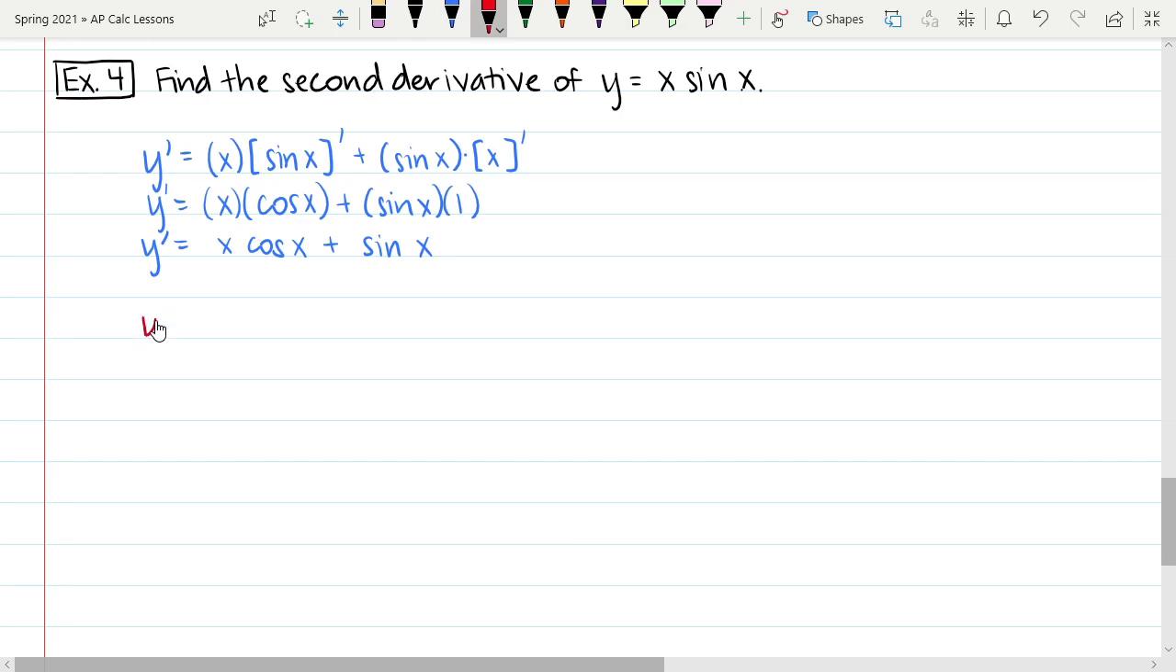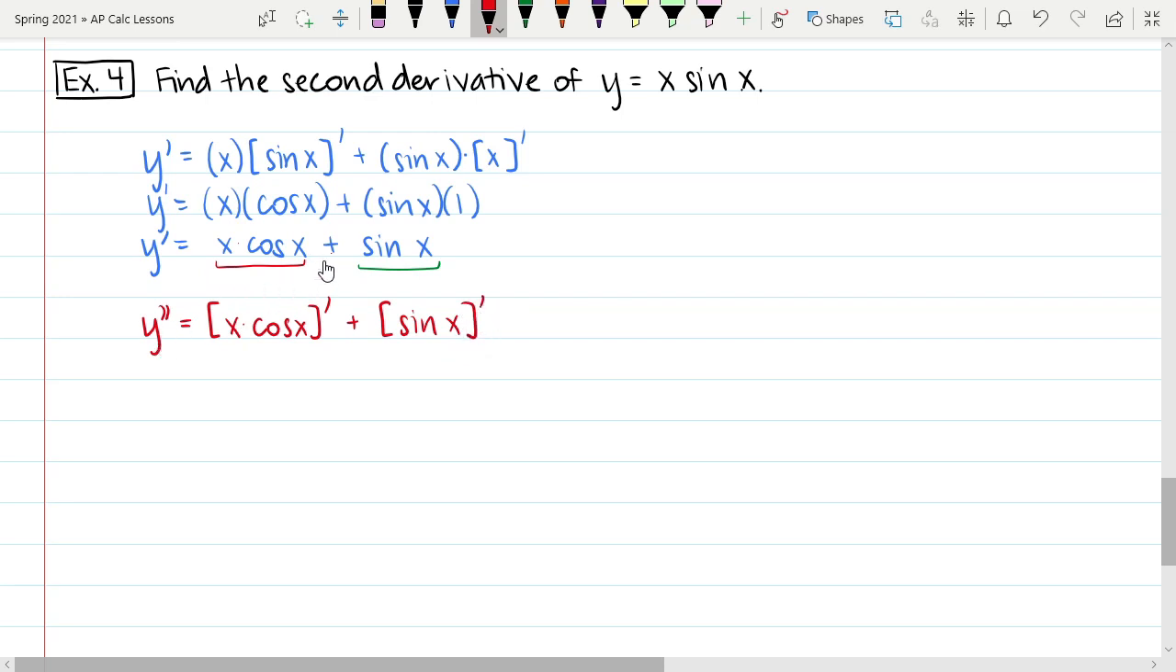The second derivative means I need to find the derivative of that function. But now notice the first part of that function is another product. So within the second derivative, I'm going to have to find another product rule plus the derivative of sine of x, which is just going to be one of our basic rules from yesterday. So let's start with that. So the second derivative will be the derivative of this product plus the derivative of sine of x. Again, that's just using our basic derivative rules.